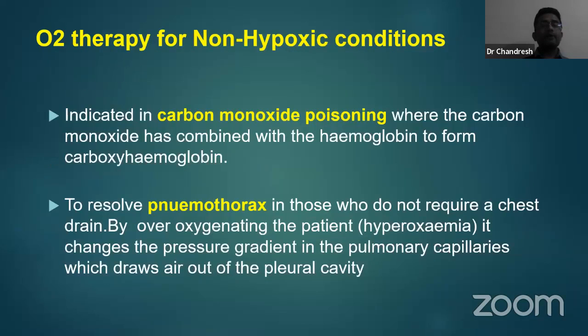Next, O2 therapy for a few non-hypoxic conditions is indicated in carbon monoxide poisoning, where carbon monoxide combines with hemoglobin to form carboxyhemoglobin. In these patients, you can give continuously higher FiO2. Oxygen therapy can also be used to resolve pneumothorax in those who do not require a chest drain. How does it work? By over-oxygenating the patient, it changes the pressure gradient in the pulmonary capillaries, which slowly draws air out of the pleural cavity. But again, this is not a standard recommendation to treat pneumothorax. Next.